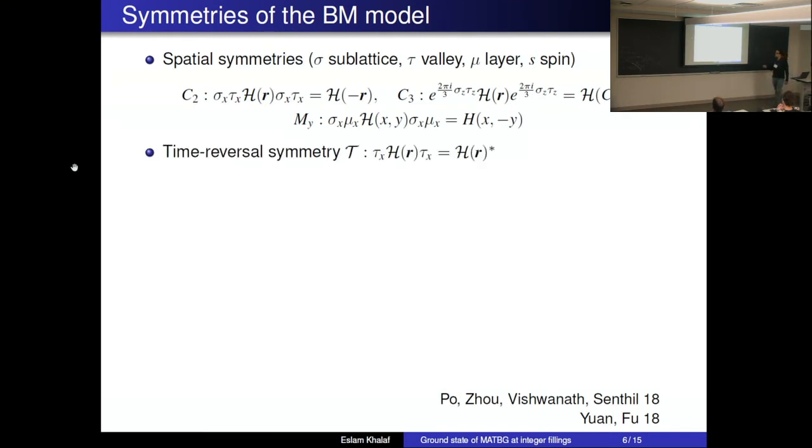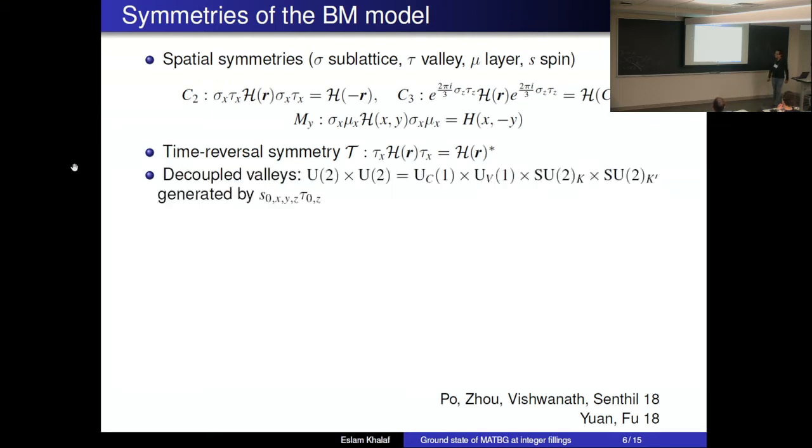There's also time reversal symmetry, which maps the two valleys to each other. And in the limit of small angles, it's a very good approximation to think of the two valleys as being completely decoupled, which means we have an internal U(1) times U(1) symmetry. This can be thought of as U(1) charge conservation, and then there's U(1) valley charge conservation. Then there is an SU(2) spin symmetry in each valley separately, because spin-orbit coupling is very weak in graphene.